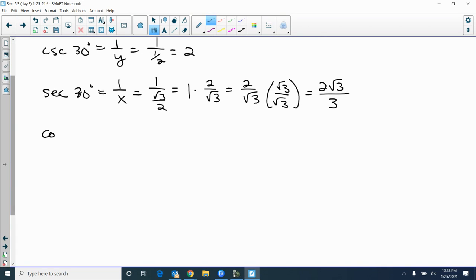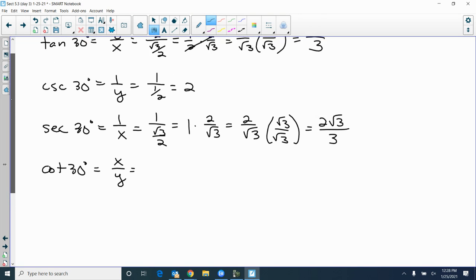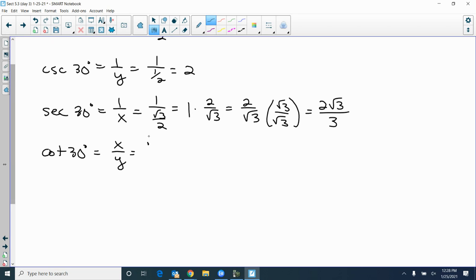And the cotangent is x over y. Cotangent of 30 is x over y. What's our x coordinate? Our x coordinate is square root of 3/2 divided by 1/2. Square root of 3.